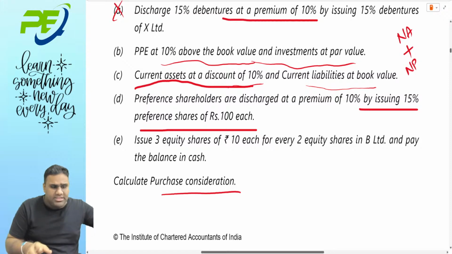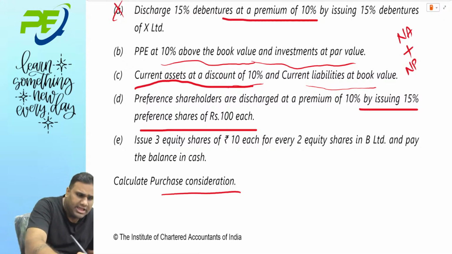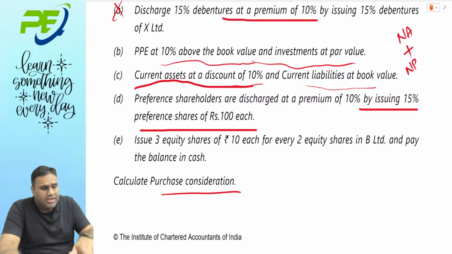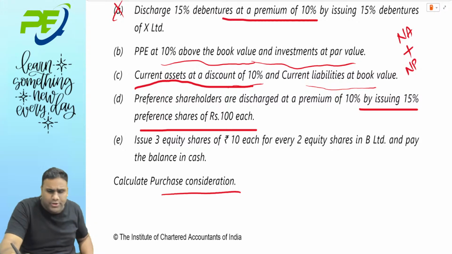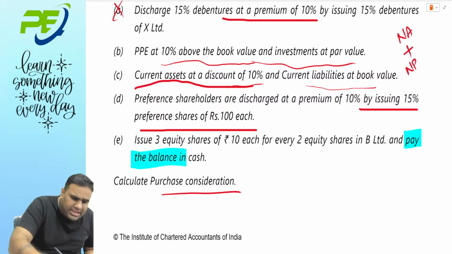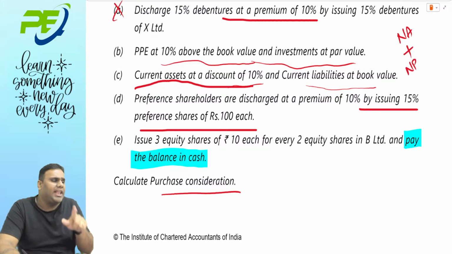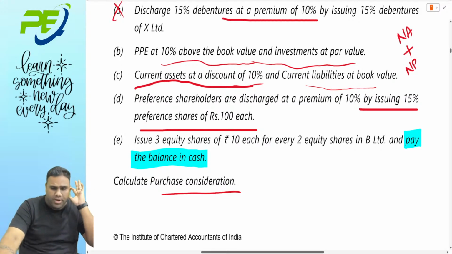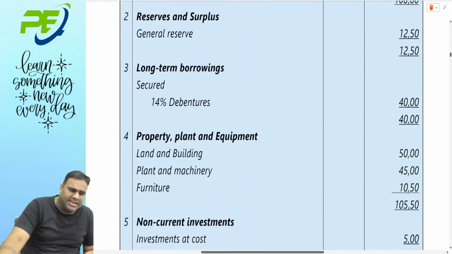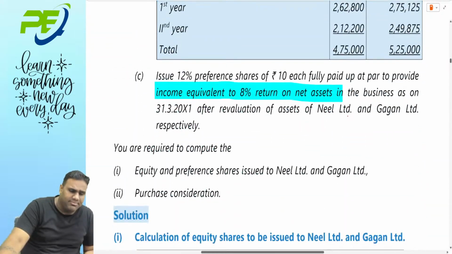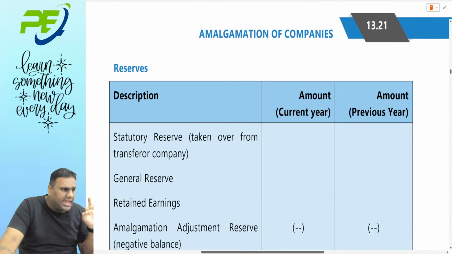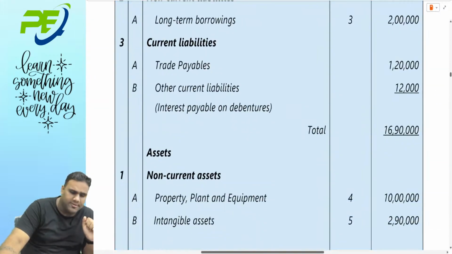See the wordings. They used that preference shareholders are discharged at a premium by issue of preference shares. This was very simple. For equity shares, they will give 3 equity shares for every 2 and pay the balance in cash. For this balance, we calculated net assets. But in this problem, we don't have that challenge at all. Directly, the net payment method is very clear. So which method are we following? Only the net payment method.